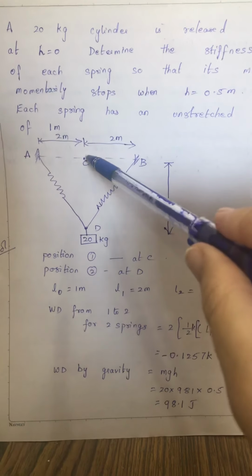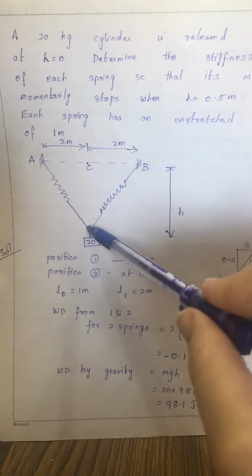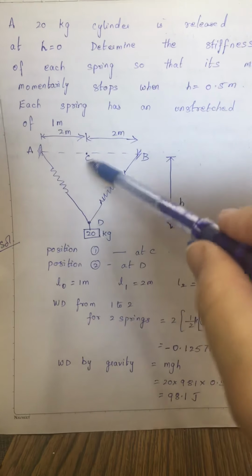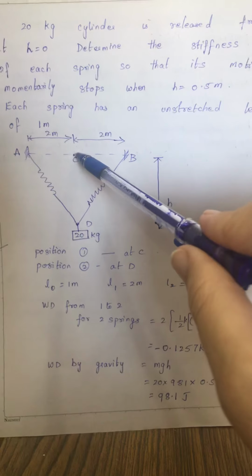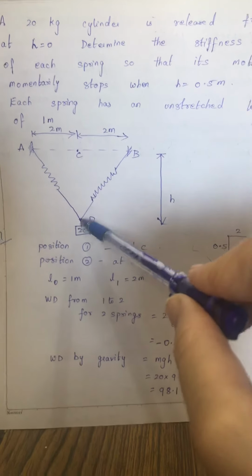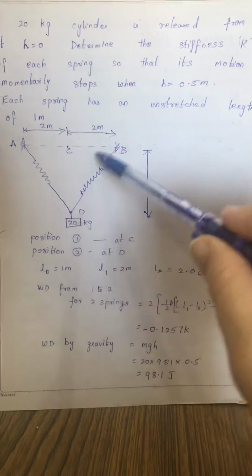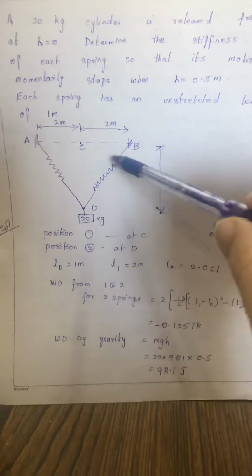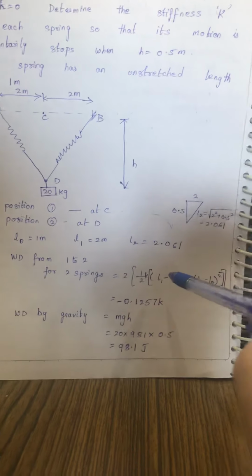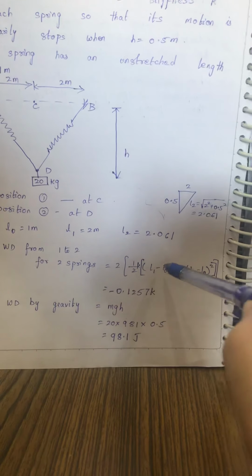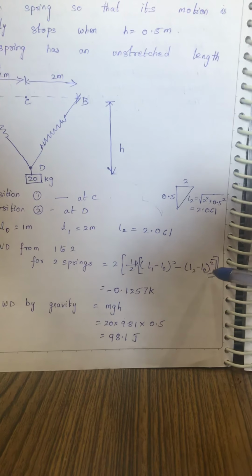So your position 1 is C, position 2 is D. The entire mechanism is moving from C to D. So we'll apply the work energy principle for the mass and the springs moving from C to D. First, we'll try to find out what is the work done by the springs. Since the body is connected to the springs, we'll be using this formula: half K, (L1 minus L0) square minus (L2 minus L0) square.